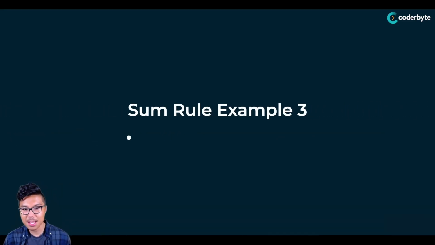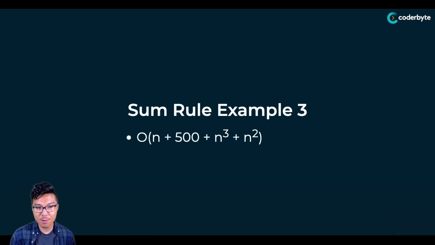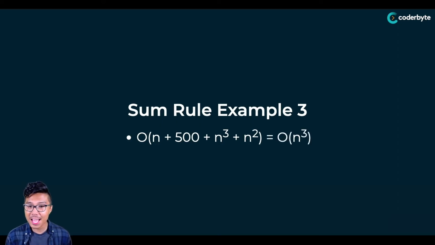Switching gears to another example, let's say I gave you an unsimplified big O of n plus 500 plus n cubed, or n to the third power, plus n squared. And again, you could probably by now quickly recognize that the winner here is just the n to the third power, or n cubed. And so the final answer here is just O of n cubed. Notice that we're allowed to drop literally every value that's smaller than n cubed, right? So really take this rule to heart.